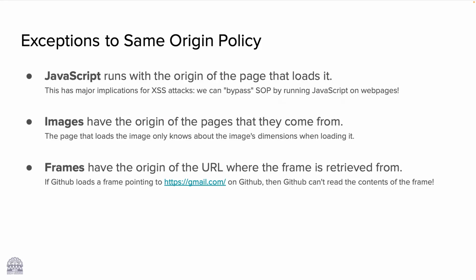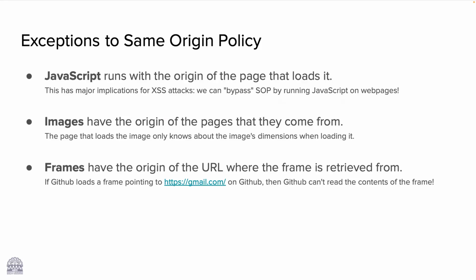And then finally, if we have a frame embedded on a page, we say that the origin of the URL is the URL where the frame is retrieved from. So for example, let's say we load up GitHub, and then inside GitHub, there's a frame of Gmail, then we say that GitHub can't read any of the contents of the Gmail frame.